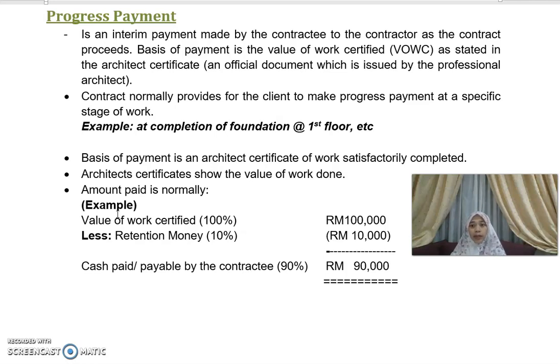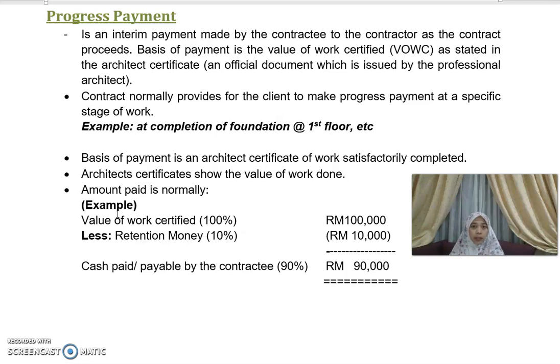So rather than waiting until the end of the contract and only then receiving the whole amount, you want the customer to pay you on a stage basis. The payment that you receive is known as the progress payment. And how are they going to pay? That progress payment is based on the amount that has been certified. How much is the amount that they need to pay?